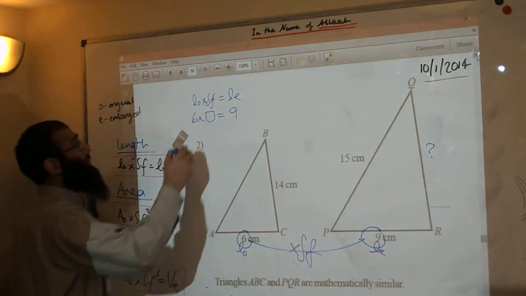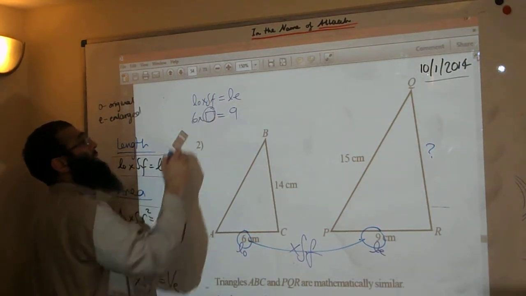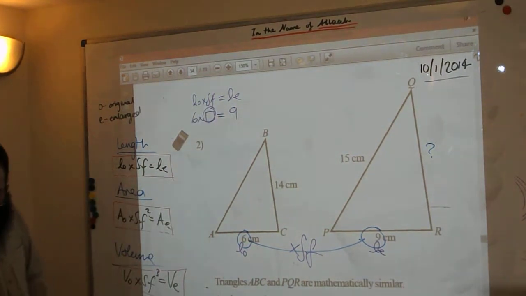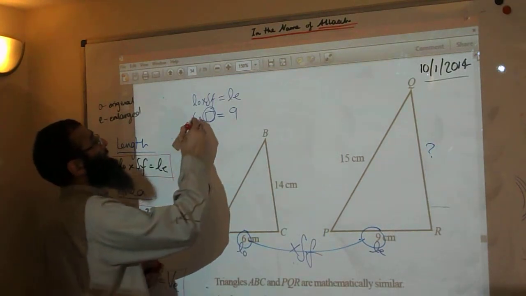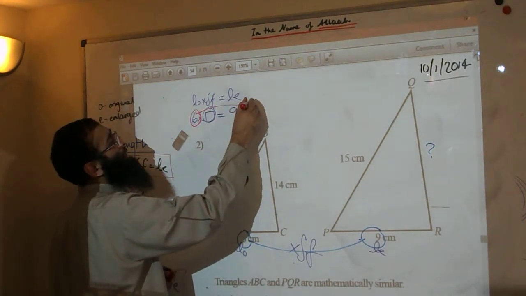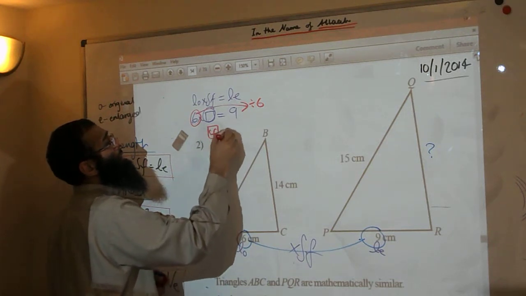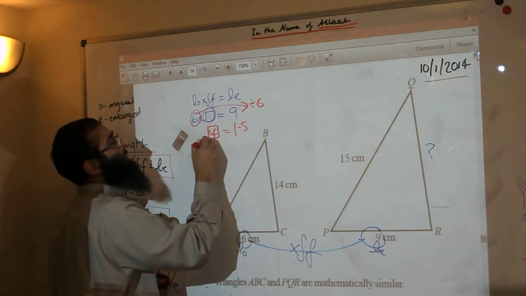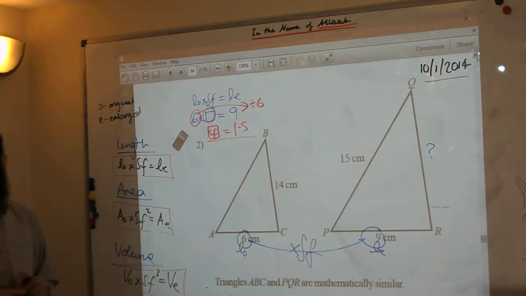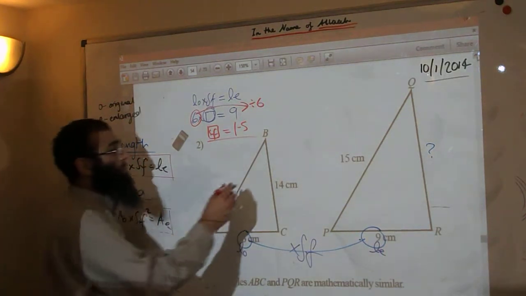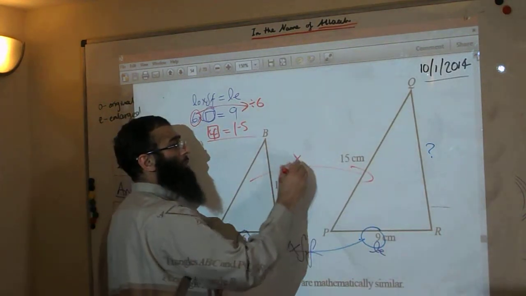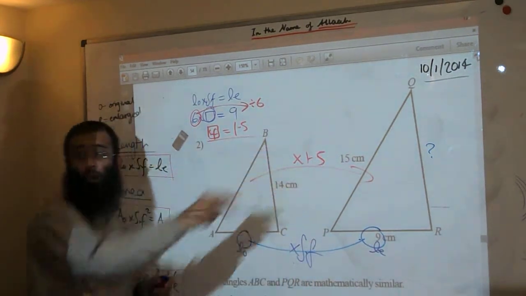Okay, Mr. Ramiz, are you with us? So to work that out, what do we do with the times by 6? Divide by 6. So the scale factor is equal to 9 divided by 6, which is equal to 1.5. So now what we know is, when we go from here to there, we multiply by 1.5 that way.